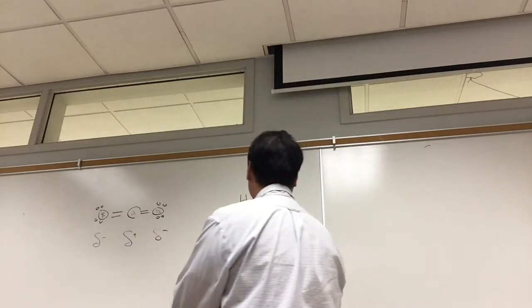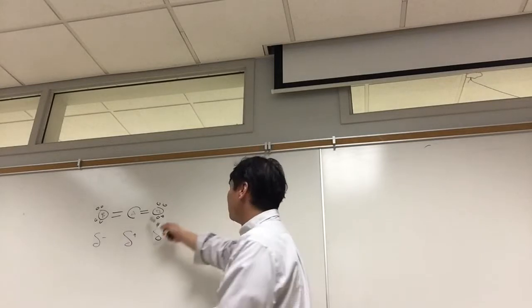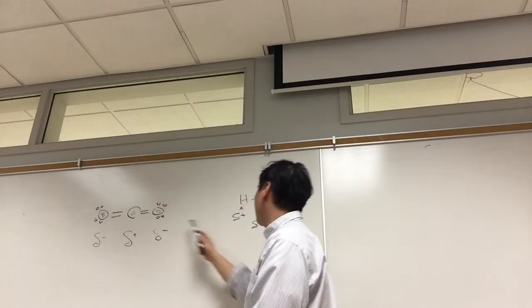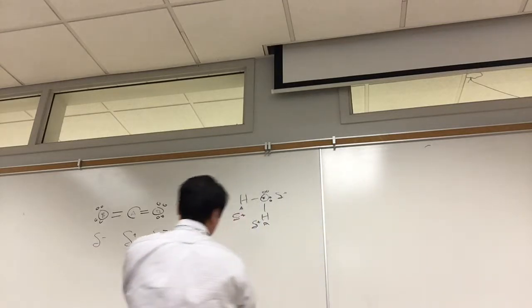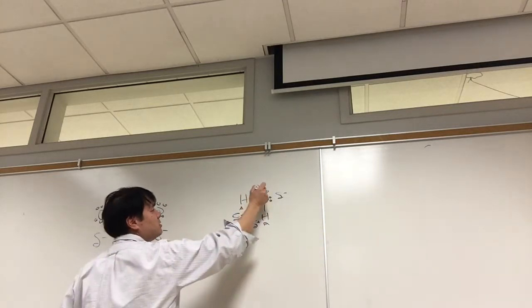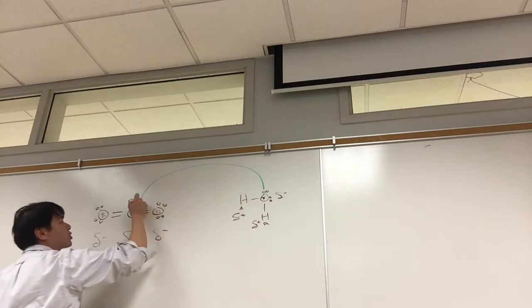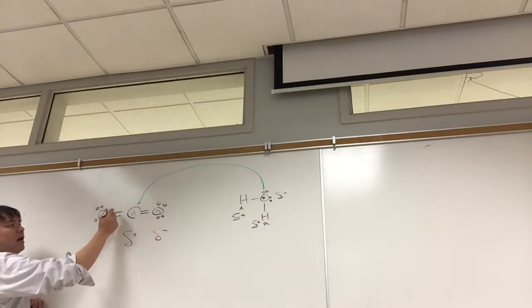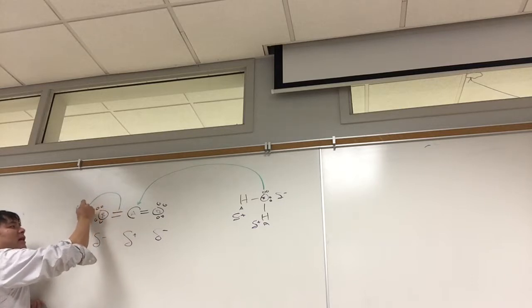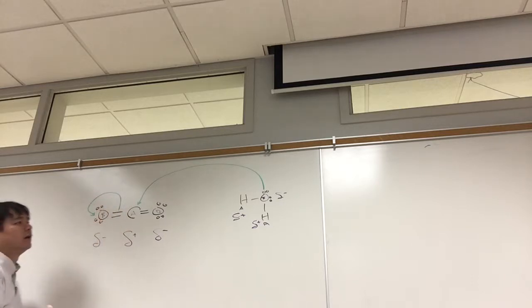And so we have two scenarios. I'm going to have the water as the base and the CO2 as the acid, or I could have CO2 as the base and water as the acid. And so we're going to make water the base first. And so this sp3 is pushed in here. And what's going to happen is it's going to break the pi bond, and these pi electrons end up on oxygen over here.